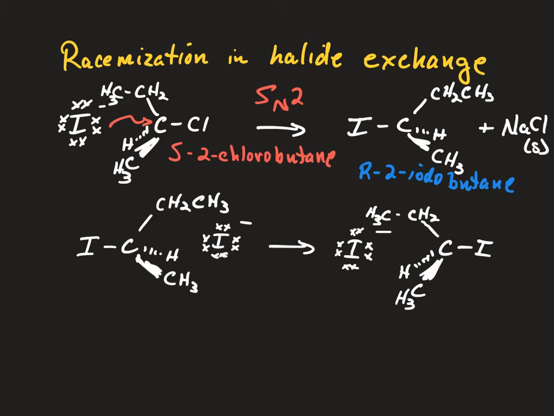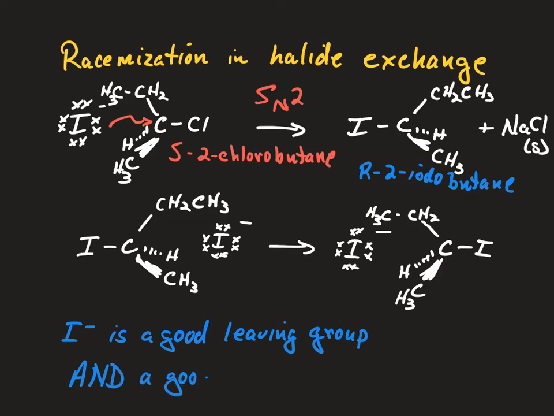The problem is, right, we still have iodide ion. And remember, right, the iodide ion is a good leaving group and a good nucleophile, right? It is a good leaving group because it is a very weak base. It is a good nucleophile because it is weakly solvated because of its low charge density.